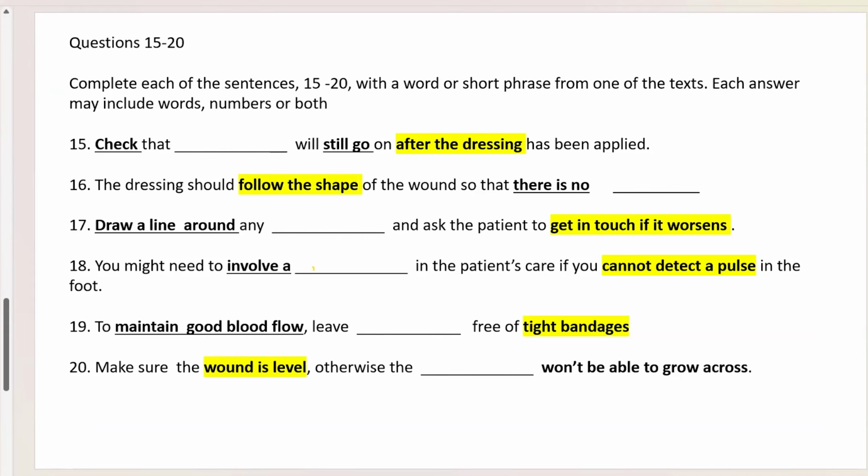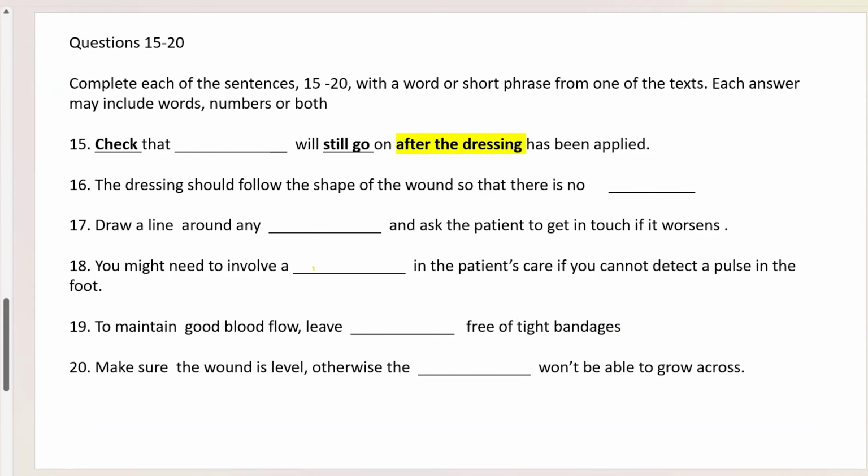Now, question number 15 to 20. Same as before, you need to fill in the gap with the answer. So the 15th question: check that dash will still go on after the dressing has been applied. So after the dressing has been applied, that means you need to check text B. Yes, text B. Inspection.